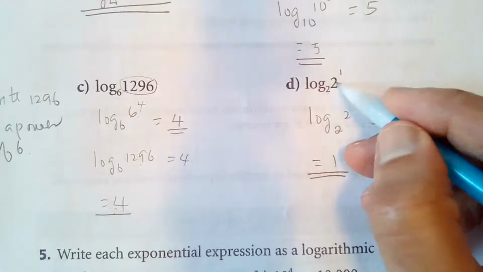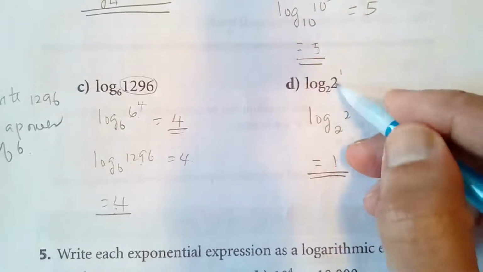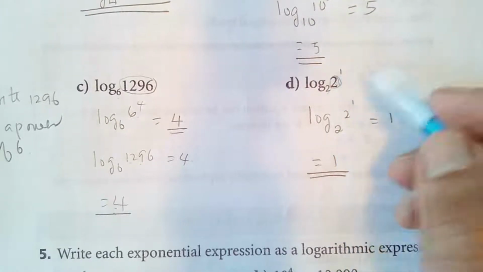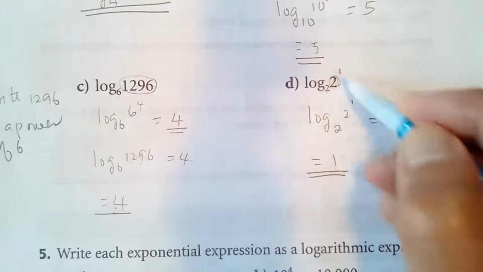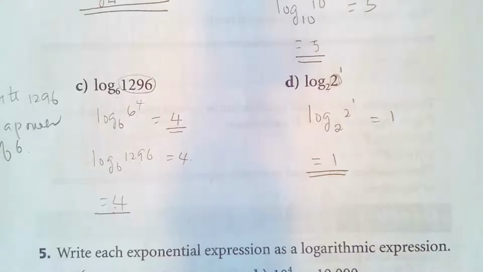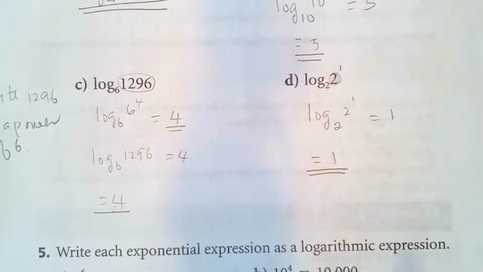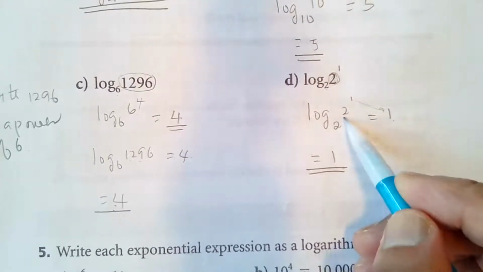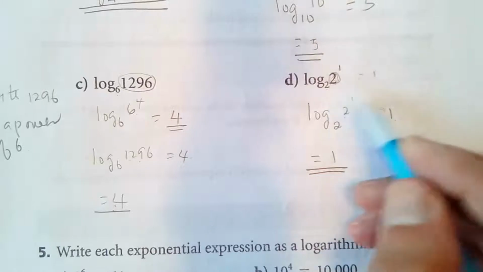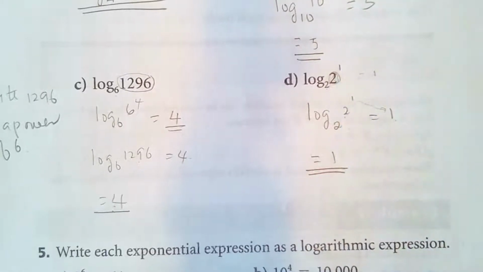Let's recall, as long as we have the 2 in this case, it can be written as 2 to the power 1. And so therefore, that will be the exponent. In other words, 2 to the power 1 is equal to 2. So if we put 1 here, 2 to the power 1 is equal to 2.